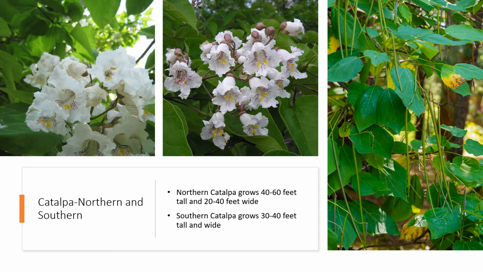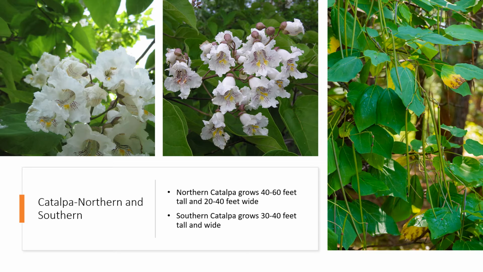But this is catalpa. There's a northern selection and a southern. As far as I know, there's not an actual cultivar, so these are just the straight wild types of catalpas. Catalpa is native to our area, believe it or not, but we have a northern catalpa there. That's on the right. It grows about 40 to 60 feet tall and 20 to 40 feet wide.